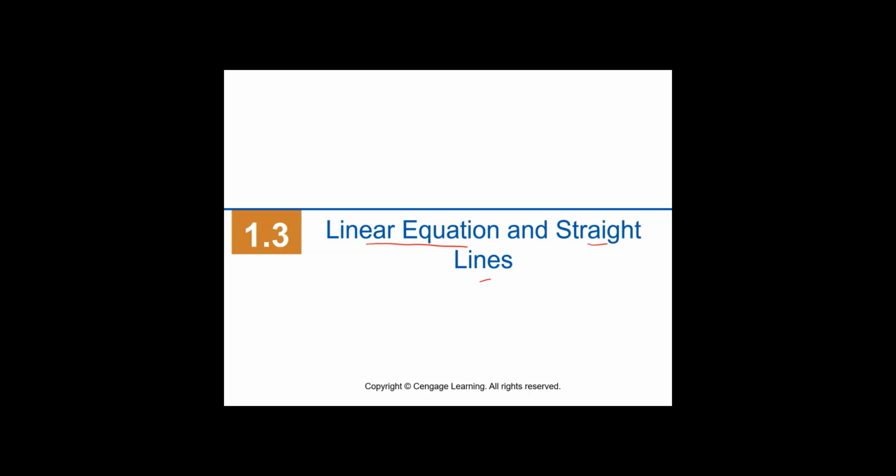We have the slope-intercept form, which is y equals mx plus b. And we also have the point-slope form, y minus y1 equals slope times x minus x1. Those two are popular ones, and we're going to go into the details about how to use each one of these to understand the nature of the linear equation and the straight line.